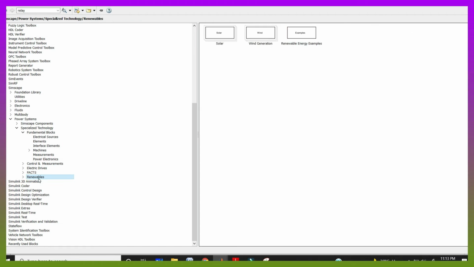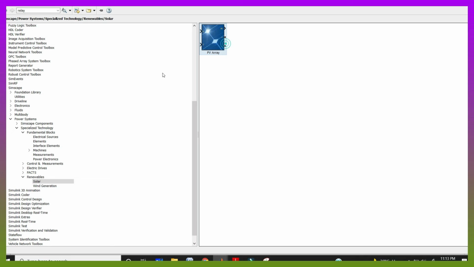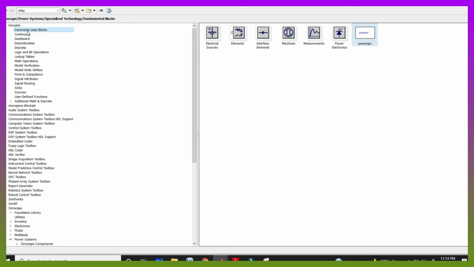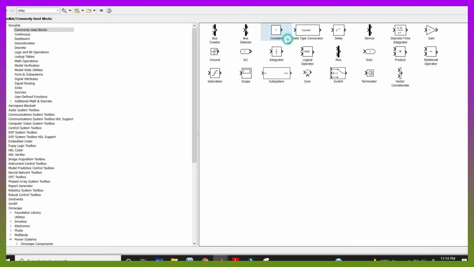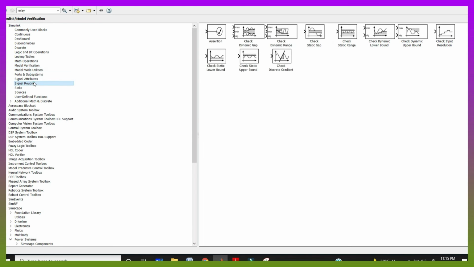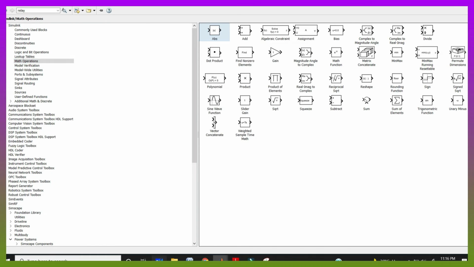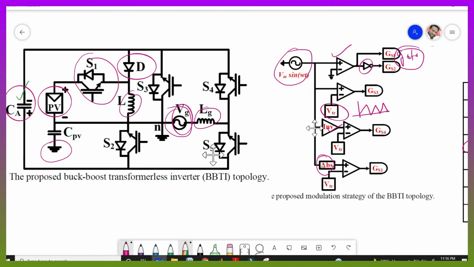And our main theme is the solar panel, right? So go to renewables. In solar you will get the solar PV array. Go to fundamental blocks, take the powergui block. Without this one we can't run our circuit. In commonly used blocks, take the constant to give the irradiation and temperature to our solar panel, and also take the scope. And go to signal routing, take the From and Go To blocks to give access to our switches. And go to math operators and take the ABS. Why? Because here we have the ABS, right? And take the invert and comparators also.